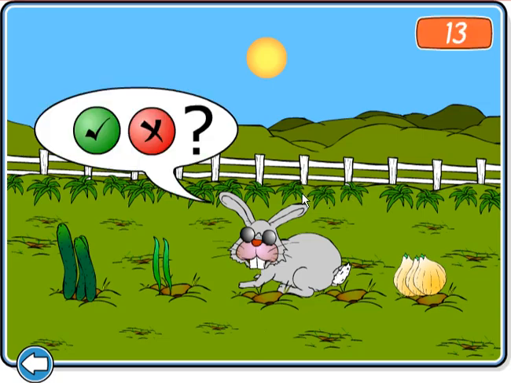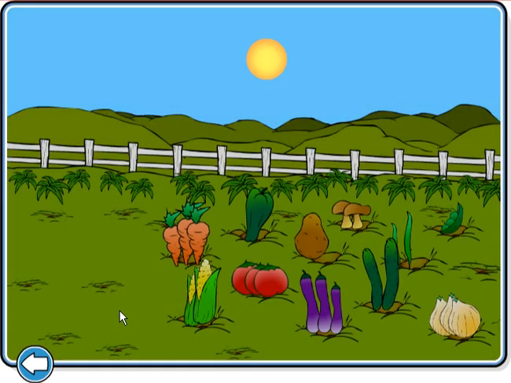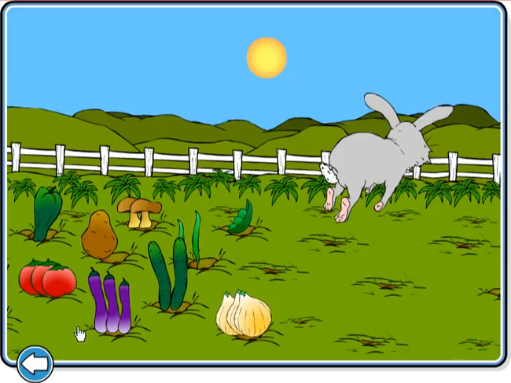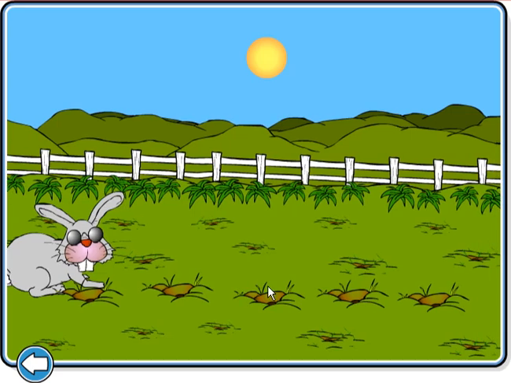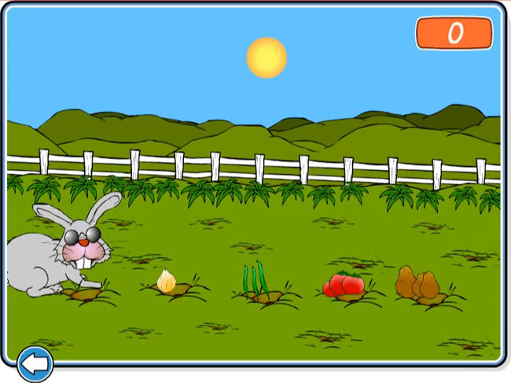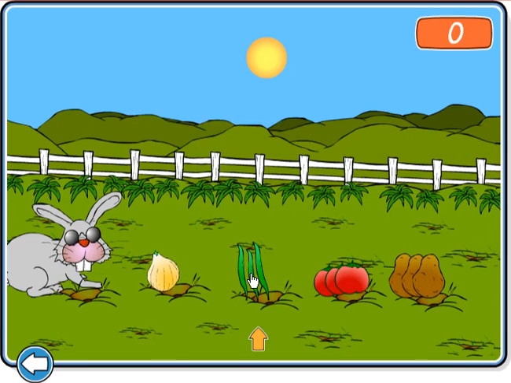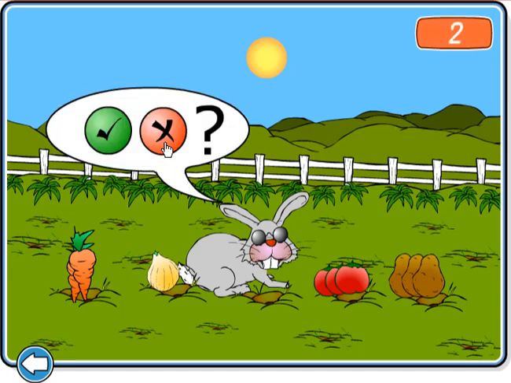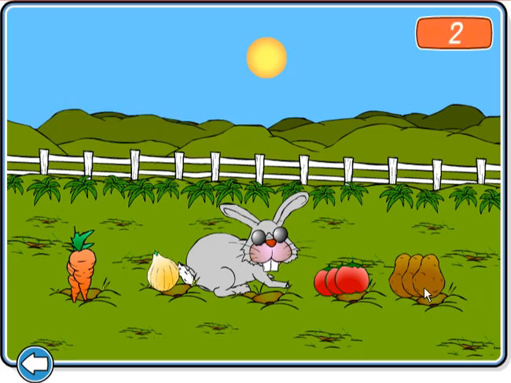Are there any green beans? Green beans. Are there any eggplants? No, there are not. There aren't any eggplants. Are there any potatoes? Yes, there are. There are some potatoes.